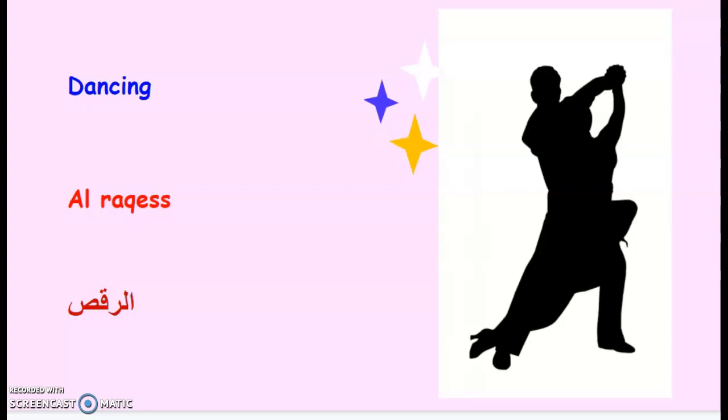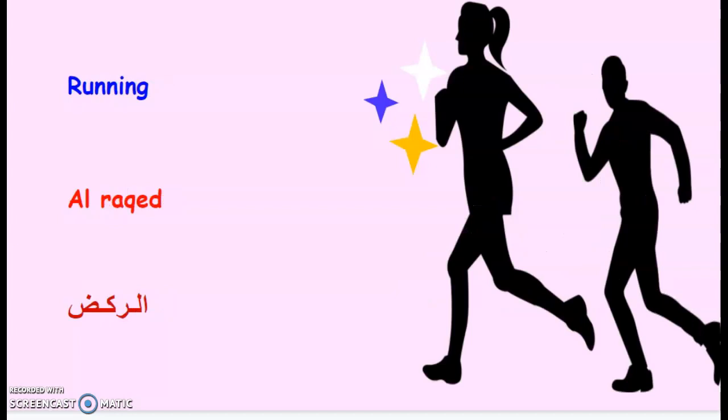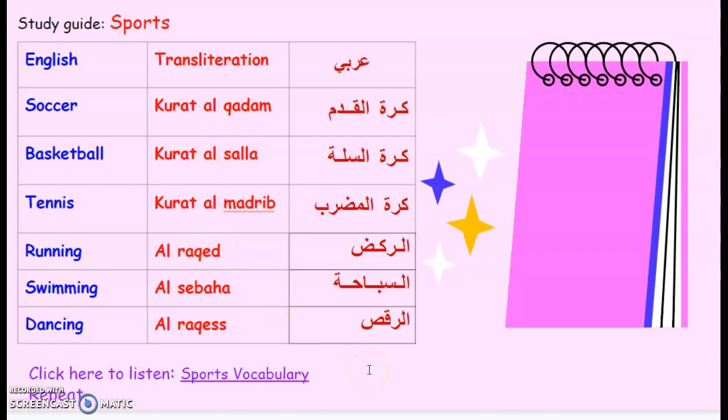Al-raqs. Al-sibaha. Al-raqd. Good job, boys and girls. Let me show you here the study guide that will also be on Google Classroom. As always, you have the English terms, the terms written in transliteration, and this is the Arabic. Let's have a look at them one more time.